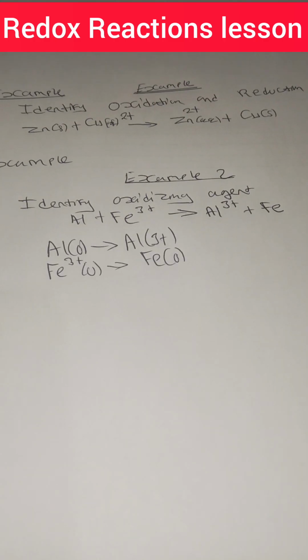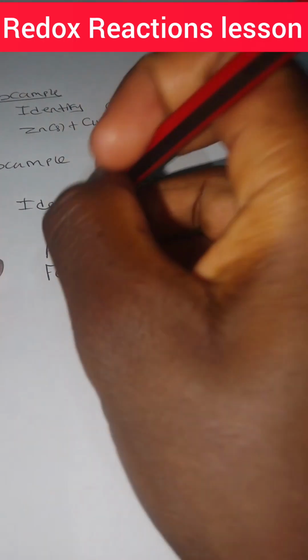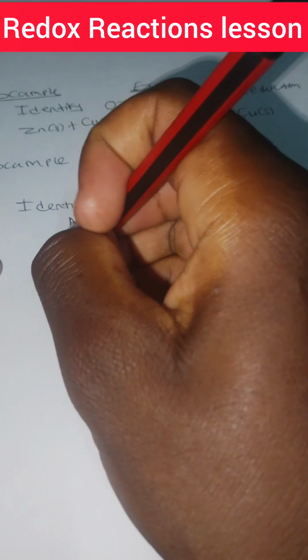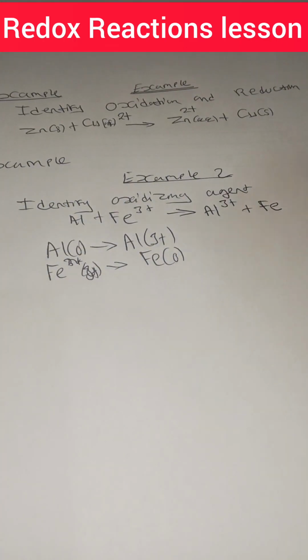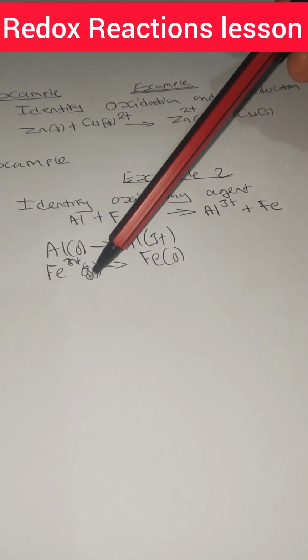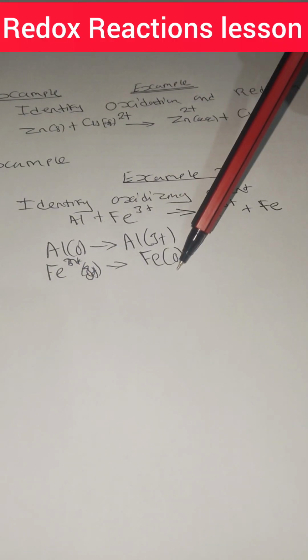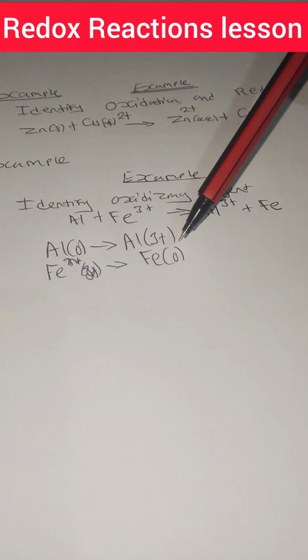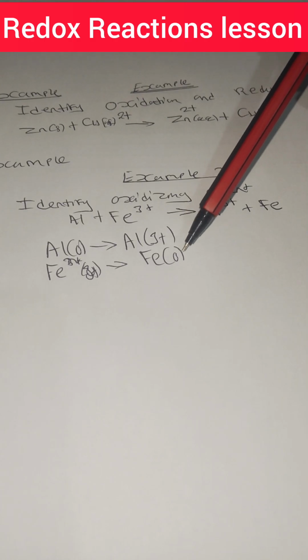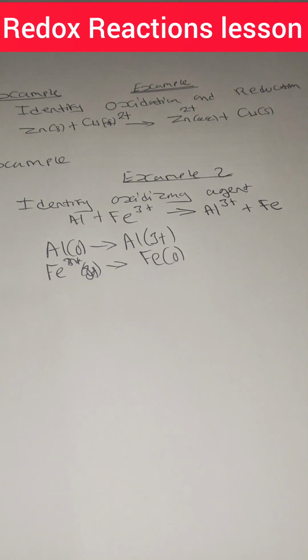So for iron, it had 3 at the beginning. Then it goes to 0, which means it has gained electrons. And we said reduction is gain of electrons. The one that is going through reduction is what we call an oxidizing agent, which means our answer for which one is an oxidizing agent is iron. So there we go.